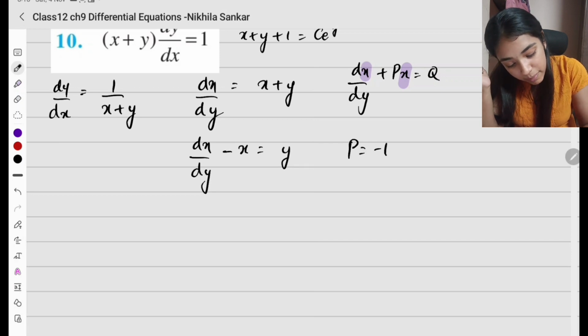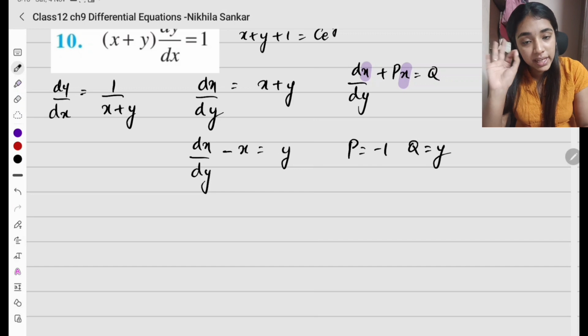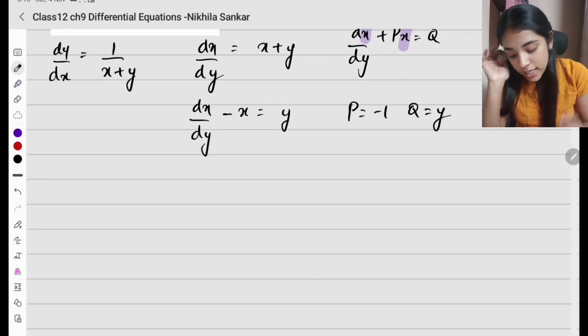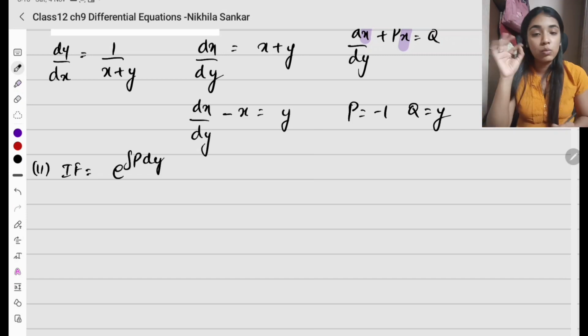So p oda value enna? Minus 1. Q oda value is y. Okay, simple. எங்க x எங்க y correct ஞாபகம் வச்சுக்கணும். Now, second point, finding the integration factor. E to the power p dx பண்ணக்கூடாது, dy பண்ணணும்.